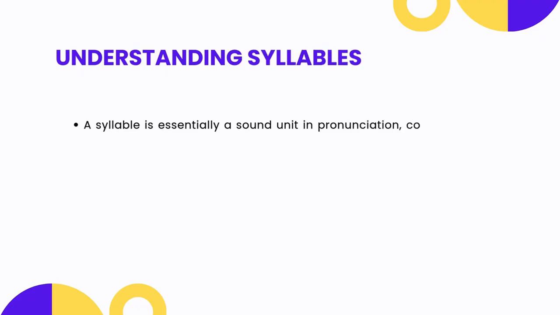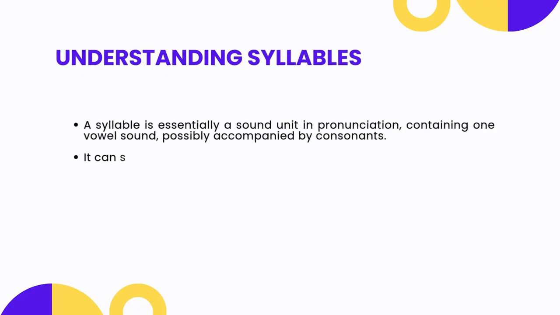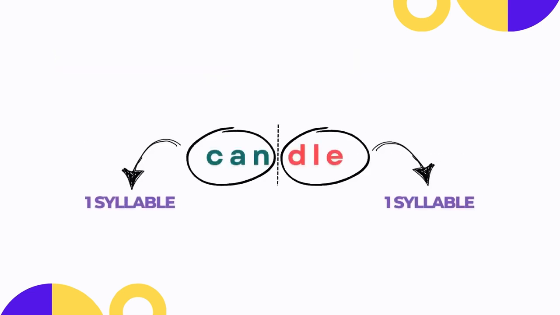Understanding syllables. A syllable is essentially a sound unit in pronunciation, containing one vowel sound and possibly accompanied by consonants. It can stand alone as a complete word or be a part of a larger word. In English, every word can be divided into one or more syllables.